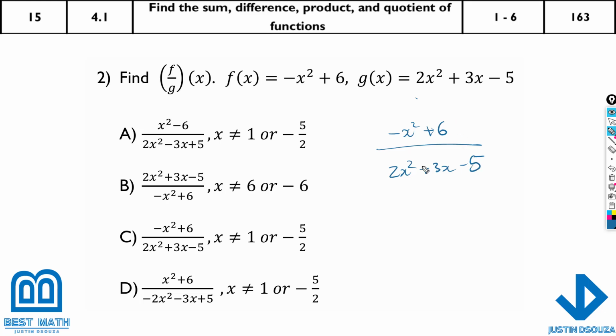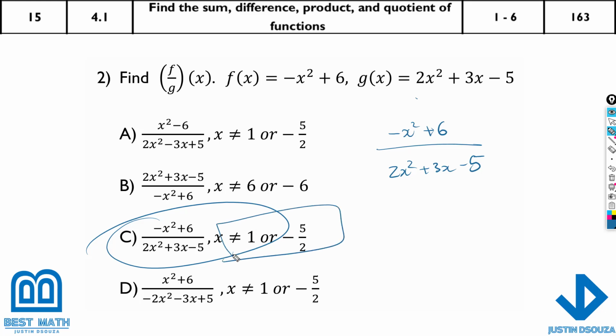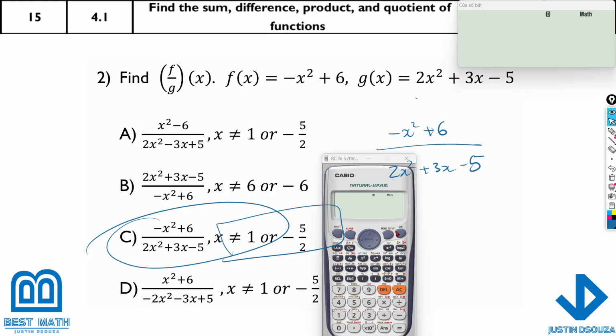Now if you look into these solutions, you can easily figure out option C is itself the correct answer. But what is this, x is not equal to? You just need a calculator. Here let's solve the denominator, that is 2x squared plus 3x minus 5. It's a quadratic equation, with coefficients 2, 3 and minus 5. So what are the solutions here? It's 1 and minus 5 by 2. So these two will be the solutions of this quadratic, which makes the denominator 0.